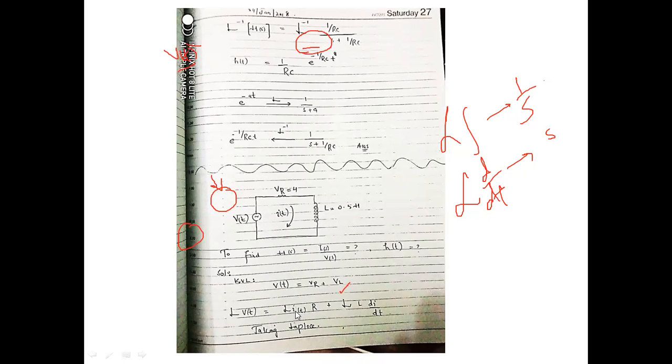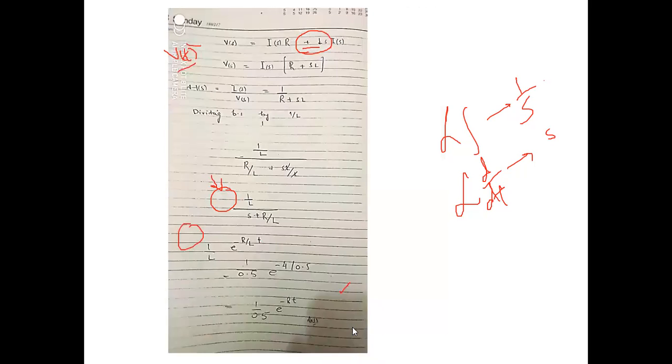Okay, R L I. Now after Laplace, V of s is equal to I of s R plus L s into I of s. So V of s is equal to, taking I of s common, R plus sL. Now the output over input, I of s divided by V of s, is equal to 1 over R plus sL. So that is the solution of the H of s.